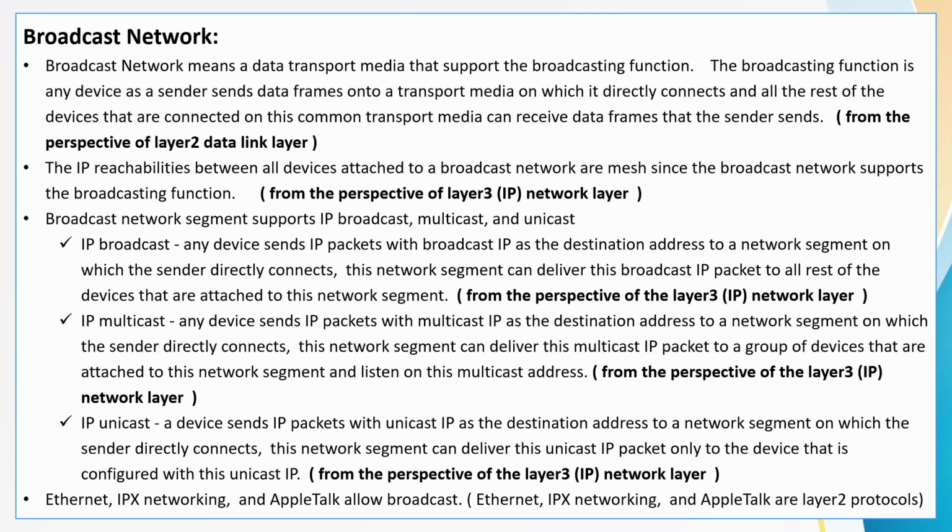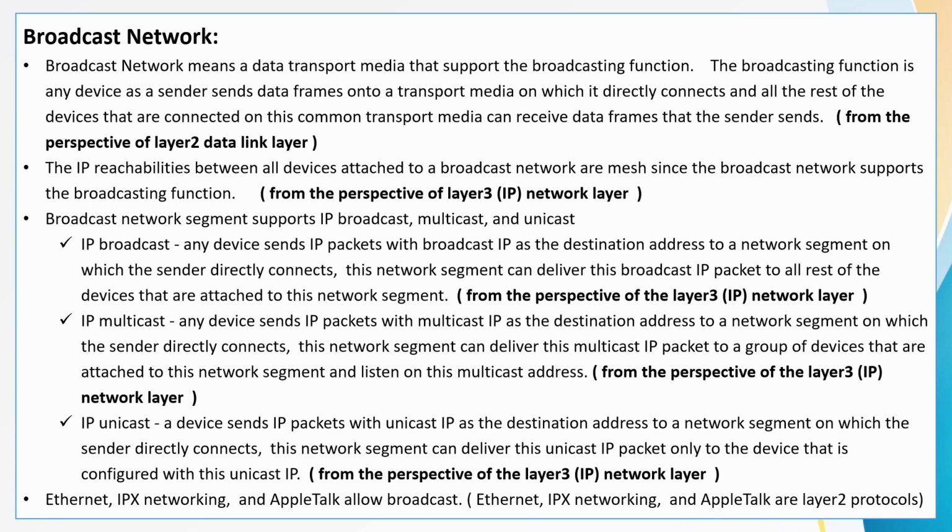So what is IP multicast? A device sends an IP packet with a multicast address as a destination address to the network segment to which the sender directly connects. The network segment can deliver this multicast packet to a group of devices that are attached on this network segment and listen on this multicast address.